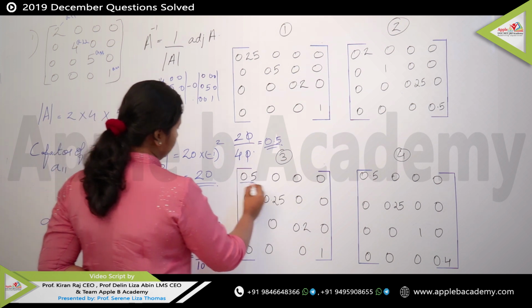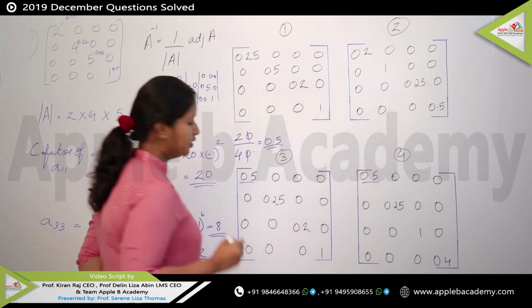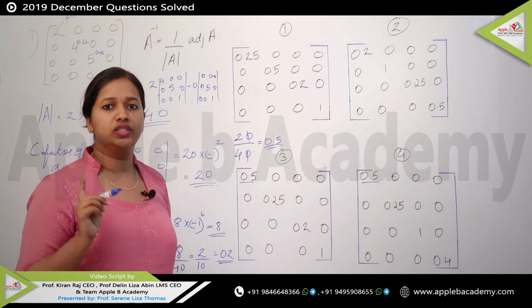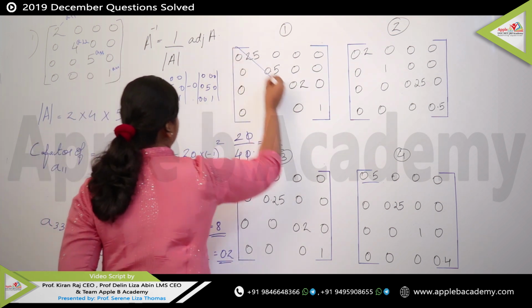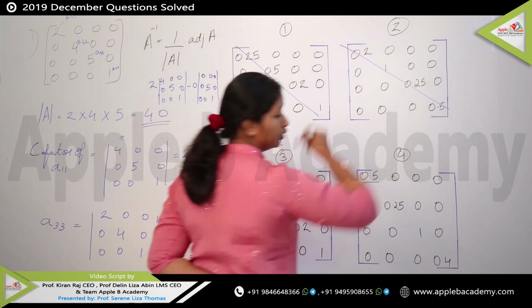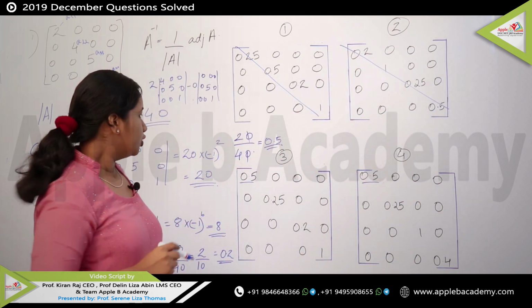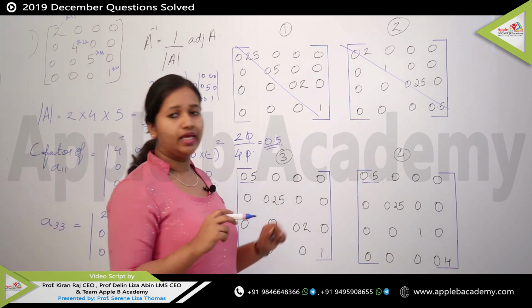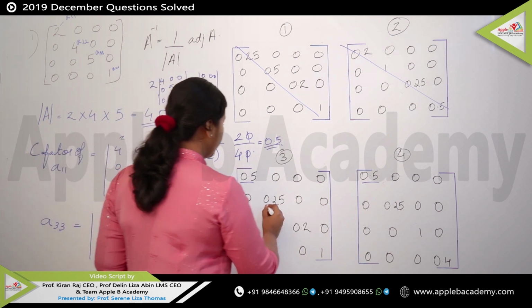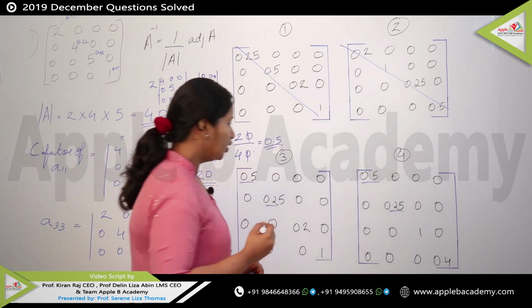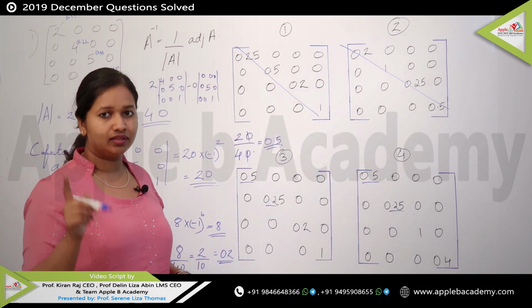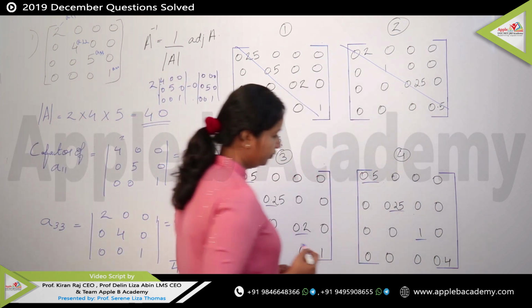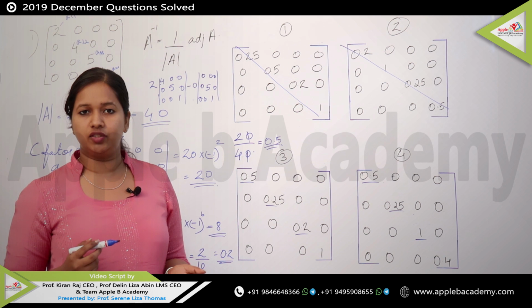Look at options 3 and 4. The first element is 0.5, so you can clearly rule out options 1 and 2. Now you have two options here, and if you look at A22, again A22 is the same, 0.25. So now let's look at A33. Here A33 is 0.2 and 1. So we need to check which is the right one.